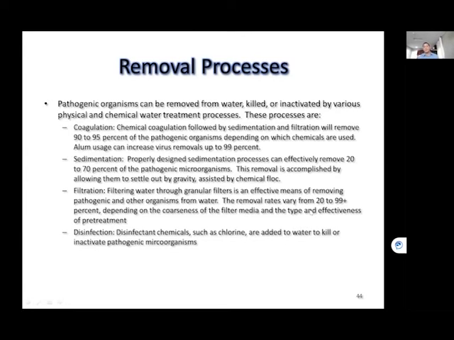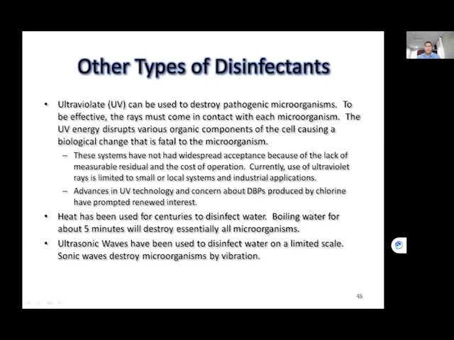So that is the reason why, from the beginning of the treatment plant to the end of filtration, you want to remove as much as you can, because it's less work for your disinfectant to do. Disinfectant chemicals such as chlorine are added to water to kill or inactivate whatever's left. There are other types of disinfectants. There's UV, which can be used to destroy pathogenic microorganisms. To be effective, the rays must come into contact with each microorganism. The UV energy disrupts various organic components of the cell, causing a biological change that is fatal to the microorganism.